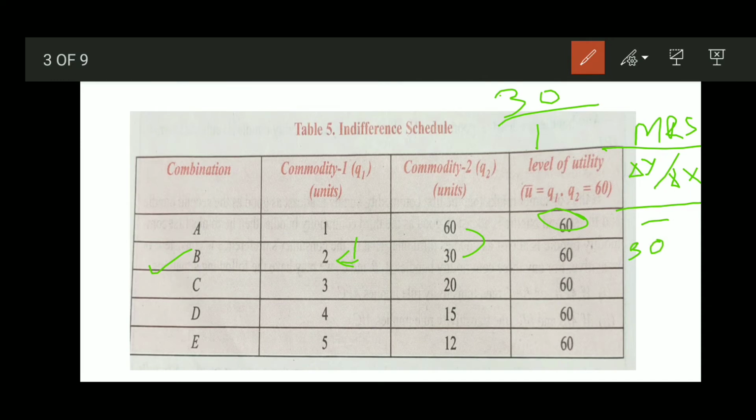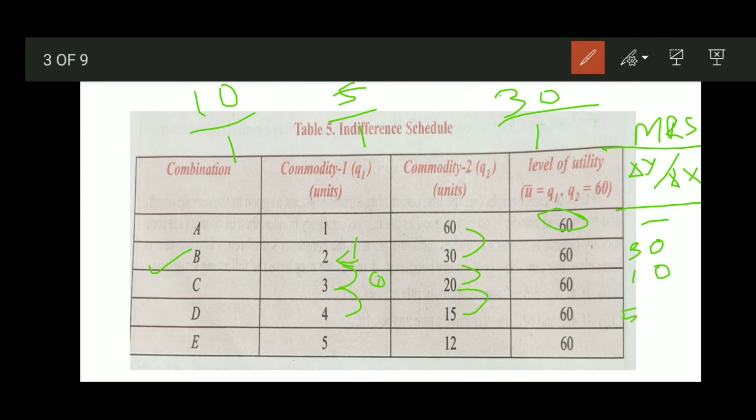And in the second case you can see again the consumption of commodity 1 is increased by 1, so the consumption of commodity 2 is decreased by 10. So delta y is 10 and delta x is 1. So MRS will be 10. Clear? Similarly in combination D, the consumption of commodity 2 is decreased by 5, so delta y will be 5 and the consumption of commodity 1 is increased by 1, that is 5 by 1. So it will be 5.